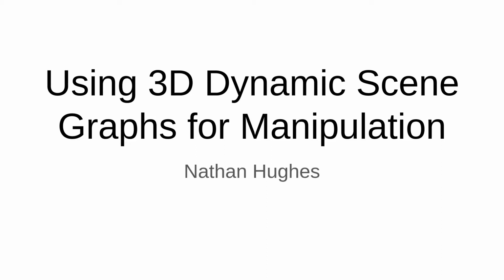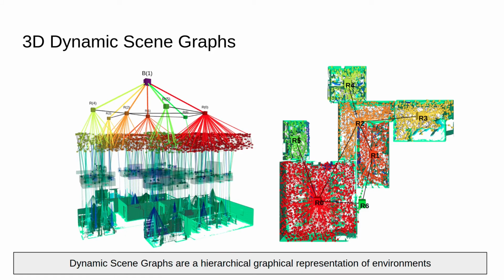I'm talking today about using 3D dynamic scene graphs as a planning aid for manipulation. Dynamic scene graphs are a hierarchical graphical model that were recently proposed by Rosinol et al. as an environment representation for robotics applications. A dynamic scene graph consists of 5 layers.